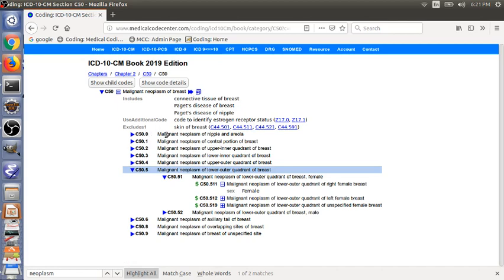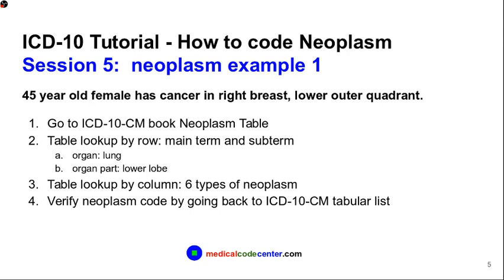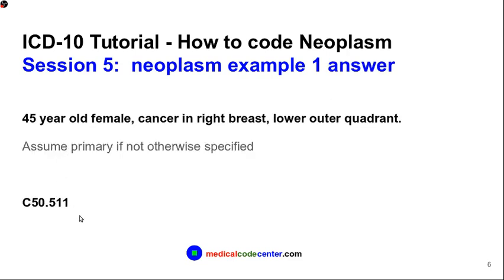Also, there's an exclusive one note here, so you can either code skin of breast, C44 series, or you code C50. So you code either one. You cannot code both because it's exclusive one. So anyway, we find the code to be C50.511. So this is the right code.